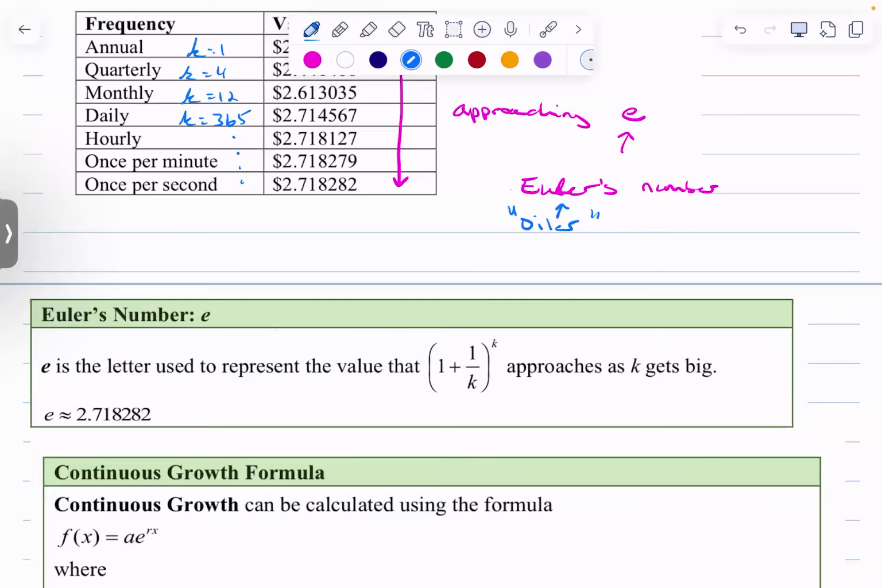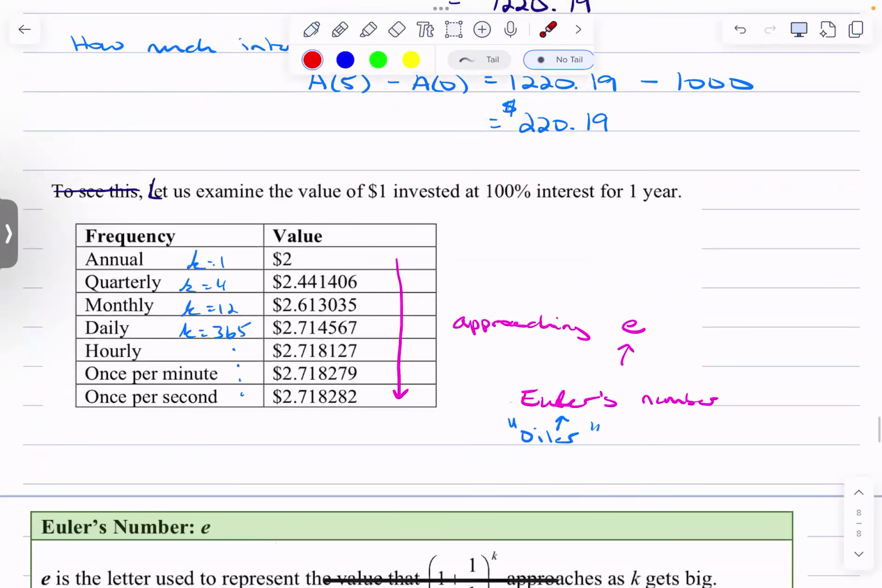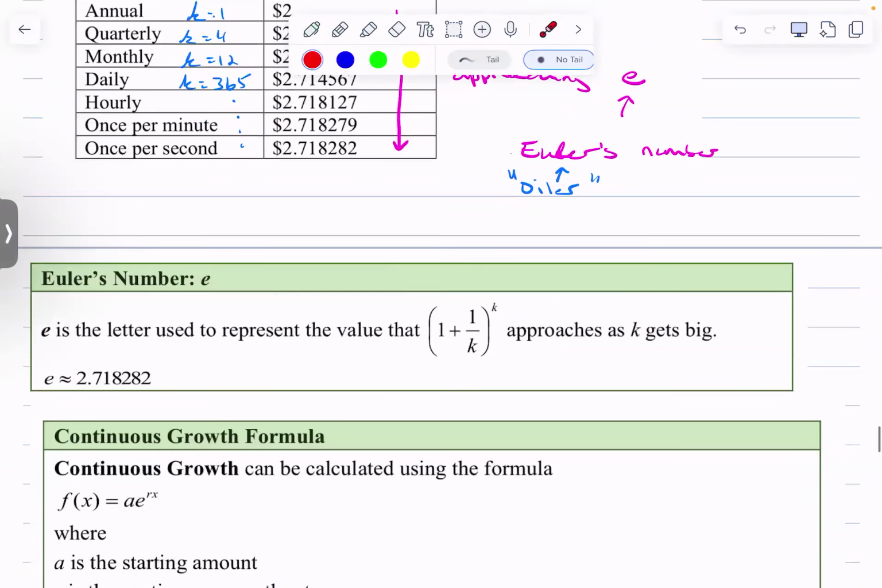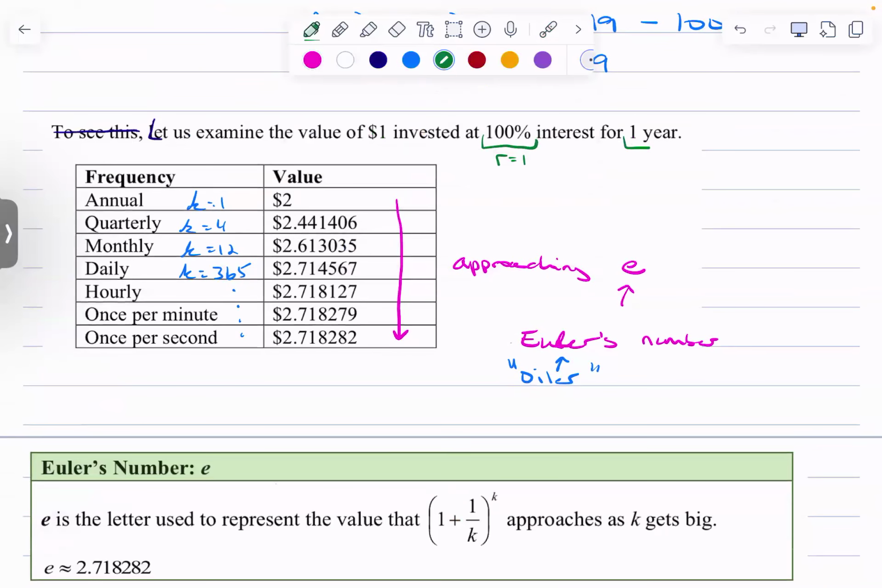E is a letter that's used to represent the value that 1 plus 1 over k approaches. And so remember the rate here, R is 1, 100%. So the rate is 1 in this specific case. So 1 plus R over K makes 1 plus 1 over K. And then T is 1, and so here, T equals 1.